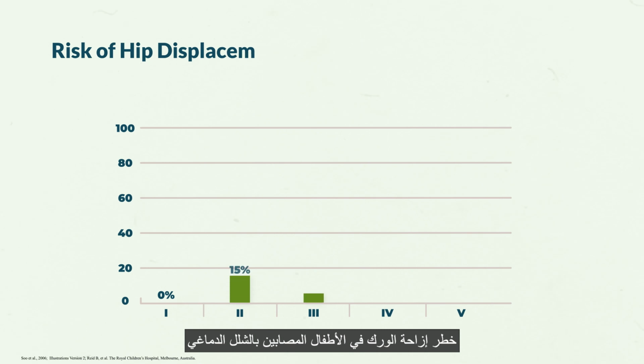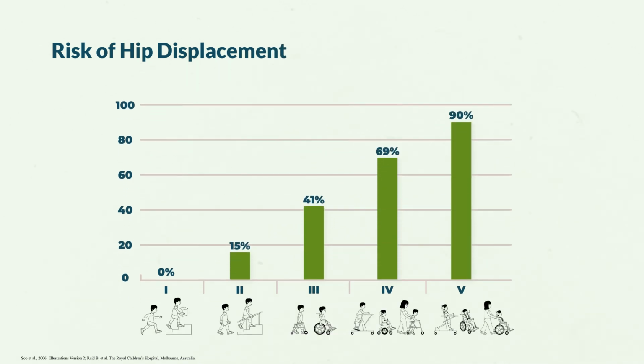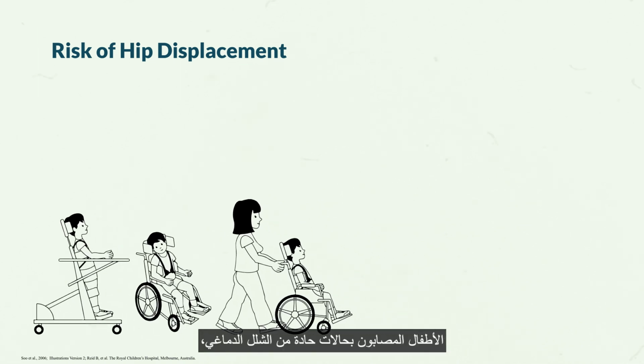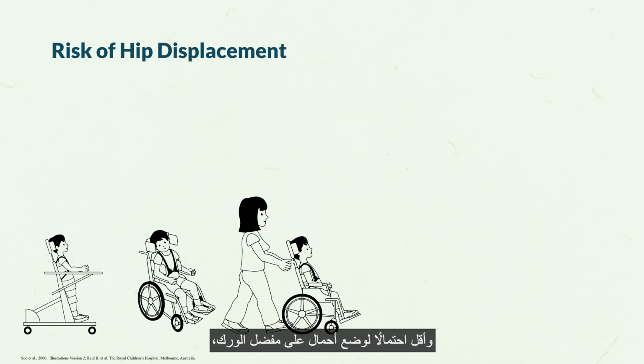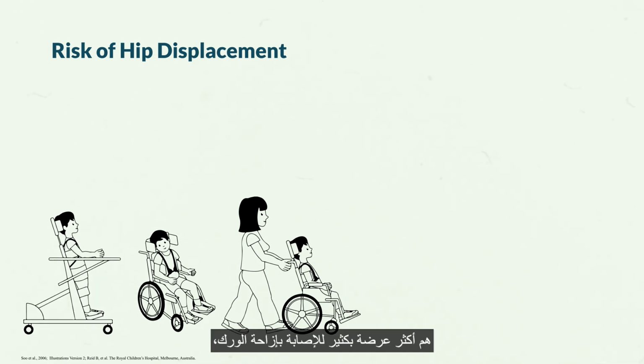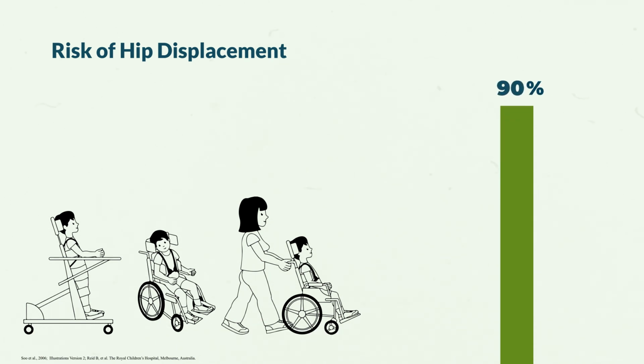The risk of hip displacement in children with CP is related to a child's mobility. Children with severe cases of CP, who are less mobile and less likely to put weight on their hip joint, are much more likely to experience hip displacement, occurring in up to 90% of these kids.